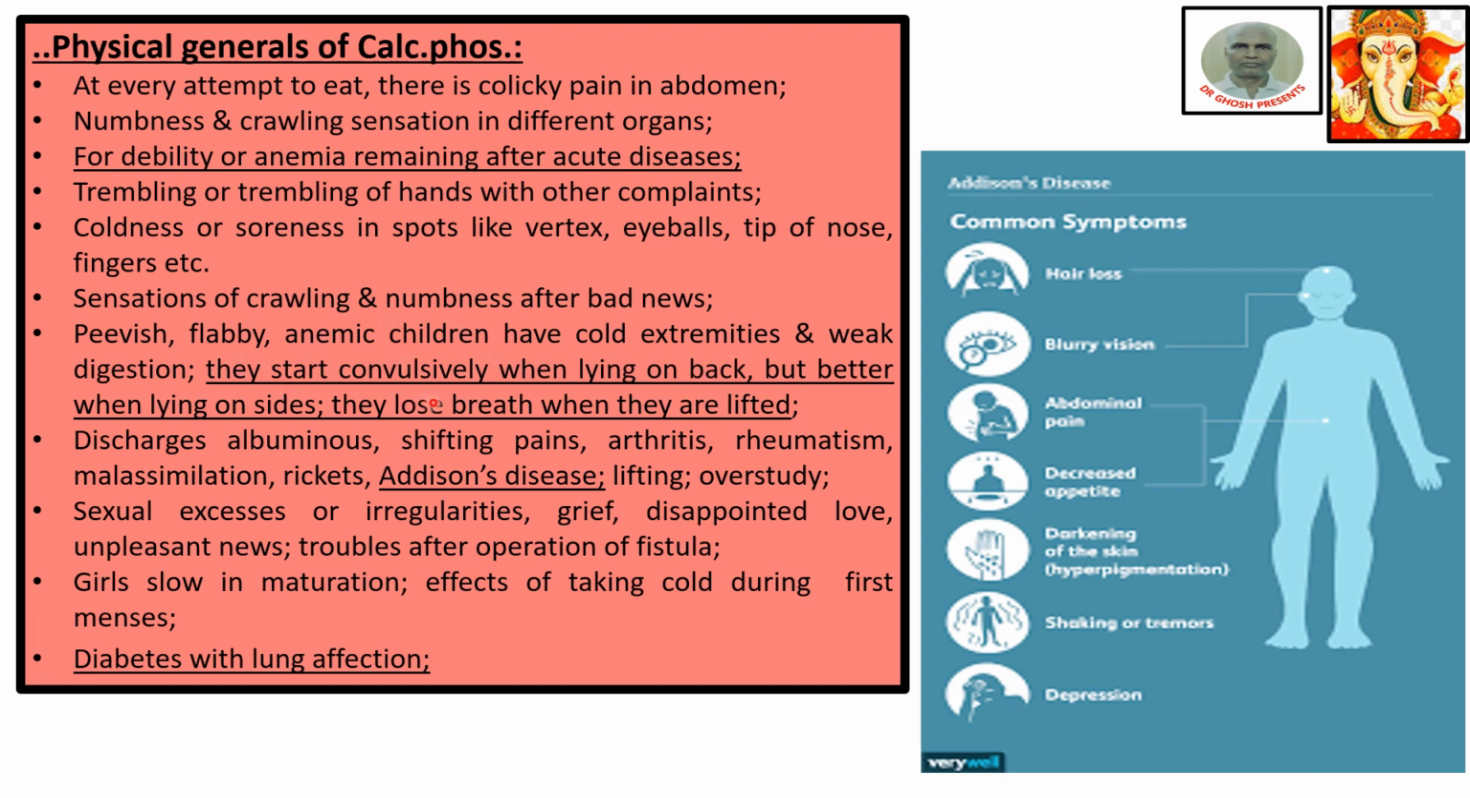They start convulsively when lying on back, but better when lying on sides. You can get this type of patient in a chamber. The mother will report that the boy starts with convulsion when lying on back. You ask him to lie on his side, and it will come down automatically. They lose breath when they are lifted, that baby. If you lift the body above, suddenly they lose their breath.